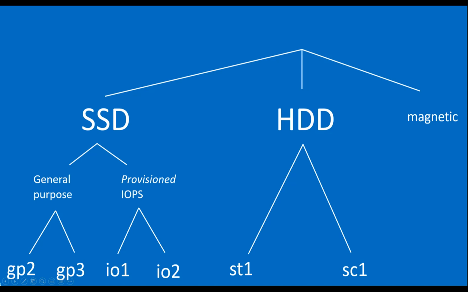I should say there are 2 kinds of hard disk drive storage you can get. One of them is known as throughput optimized, where we're making throughput the main concern, and that's often denoted as ST1. You can imagine that standing for Super Throughput 1. There's also another variety of HDD which is called cold HDD, often denoted by SC1. You can imagine standing for Super Cold 1.